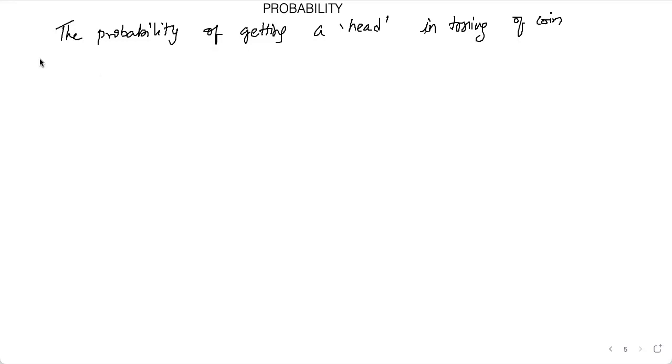Let us solve this. The possible outcomes are head and tail. The number of exhaustive cases is 2, which we represent as n, and the number of favorable cases, which we represent as m, is 1. So the probability of getting a head is m by n, which is 1 by 2.